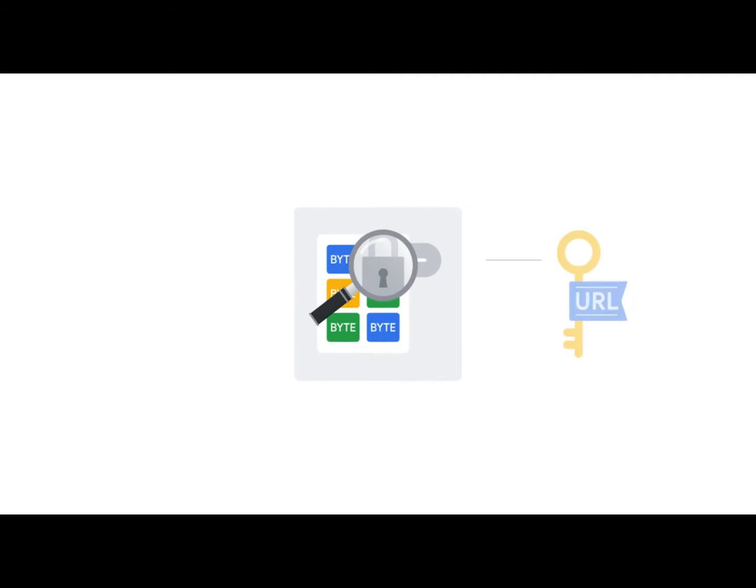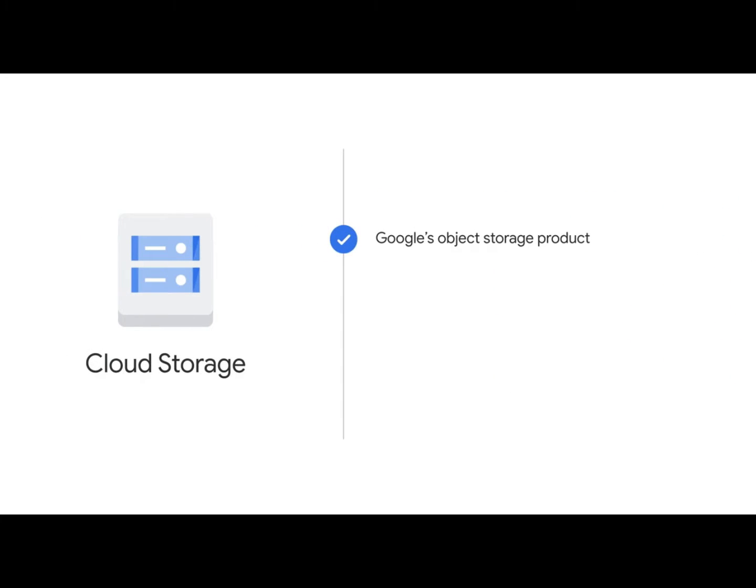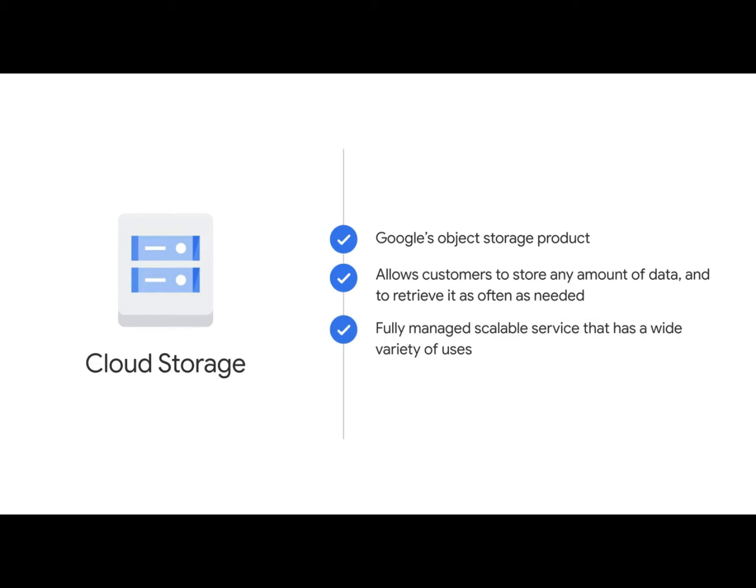These unique keys are in the form of URLs, which means object storage interacts well with web technologies. Data commonly stored as objects include video, pictures, and audio recordings. Cloud storage is Google's object storage product. It allows customers to store any amount of data and to retrieve it as often as needed. It's a fully managed, scalable service that has a wide variety of uses.